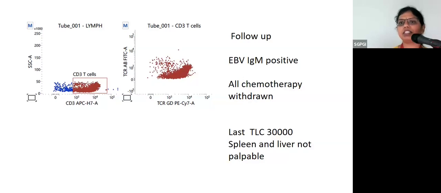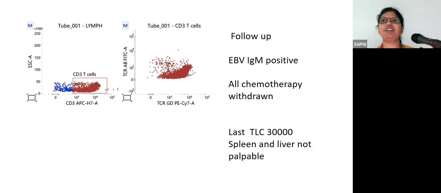So the patient visited us in October. In November, the flow was repeated, and since then all chemotherapy was withdrawn because there was no documentation of it being a T-ALL. And the virology showed positivity for EBV IgM. Since November, the patient has just been kept on follow-up with systemic antibiotics and all. The last TLC around 2 weeks back had a count of 30,000, and the spleen and liver are not palpable now. So what do you say?